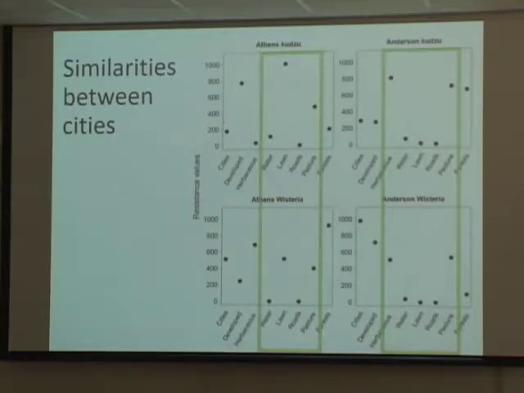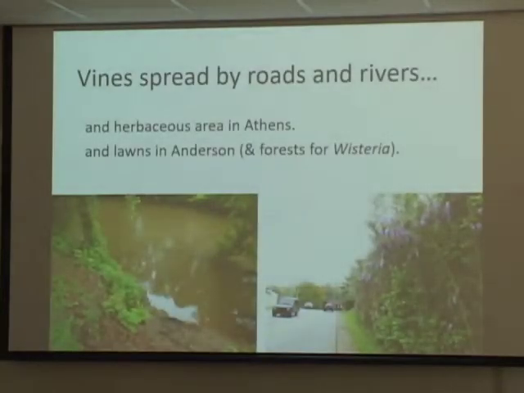In addition, Athens and Anderson are two different cities with different development histories. And there may be a time lag between what's going on in the genetic data that I found versus how these landscape features have changed. So something can change from low development to high development, or from forest to road. So in summary, vines are spreading by roads and rivers, and in Athens they're also spreading by herbaceous area, and in Anderson they're also spreading through lawns, and wisteria is spreading through forests.